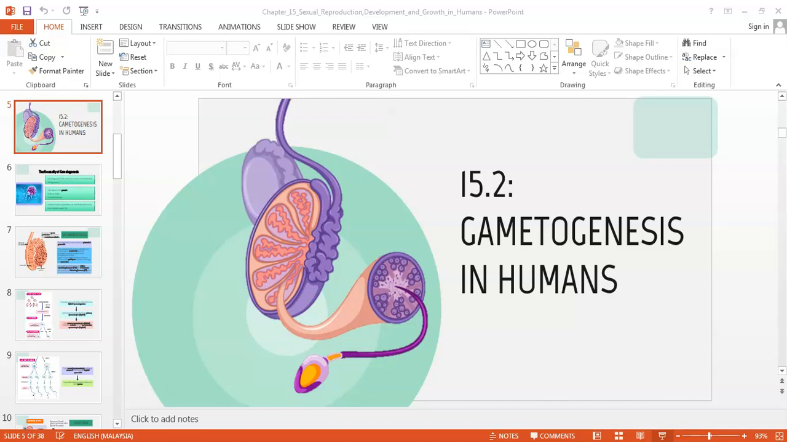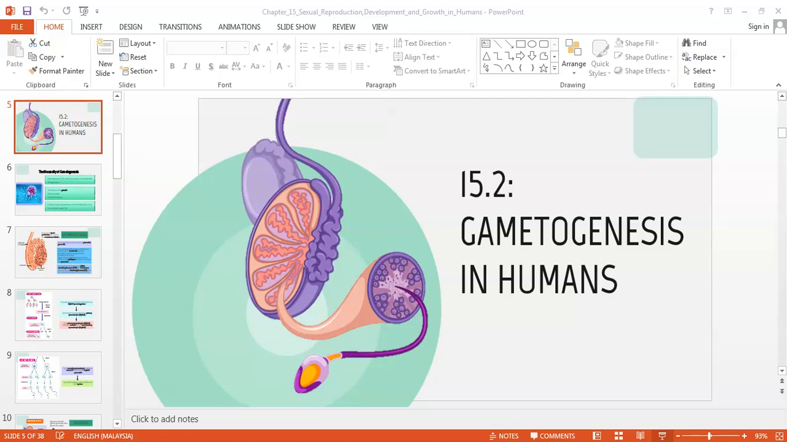Dan bila dilahirkan, a baby girl will have millions of primary oocytes. Tapi primary oocyte ni dia tak aktif. Dia bukan macam sperm terus jadi sperm dan boleh berenang apa semua, tak. Dia cuma dalam keadaan dormant. Dalam keadaan yang dormant ni maksudnya dalam keadaan yang tidak aktif. Dia tak mati dan juga tak hidup. Dan dia punya fasa dia adalah prophase 1.